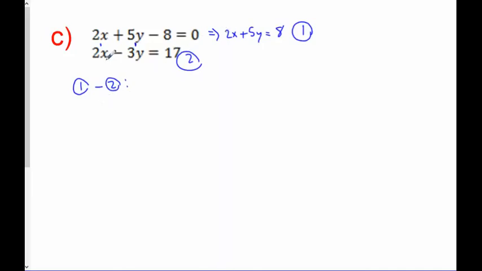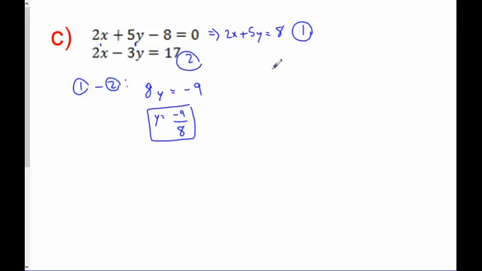Right, 2x minus 2x, that is now eliminated. 5y minus negative 3y. Make sure we watch out for our integer operations here, right? 5 minus negative 3 is actually the same as 5 plus 3. So that leaves me with 8y equals negative 9, right? 8 minus 17 is negative 9. Right, the rest of this is pretty easy. Now I have negative 9 over 8 for y.